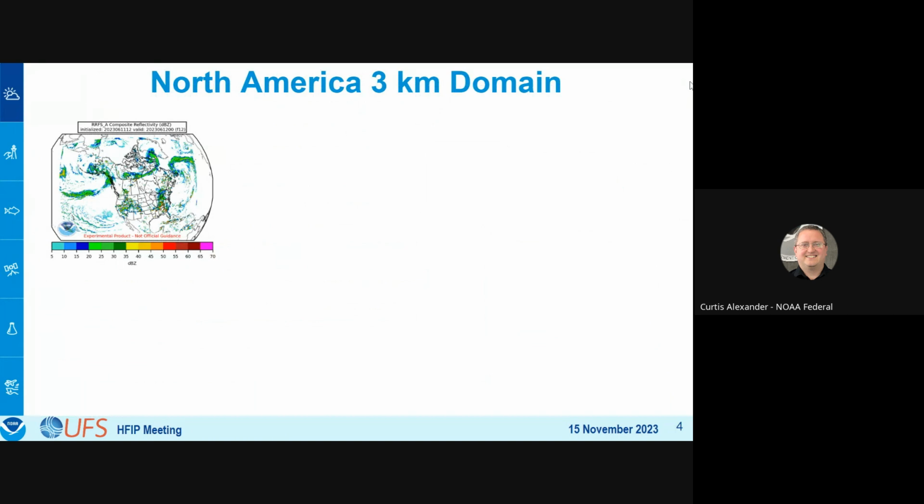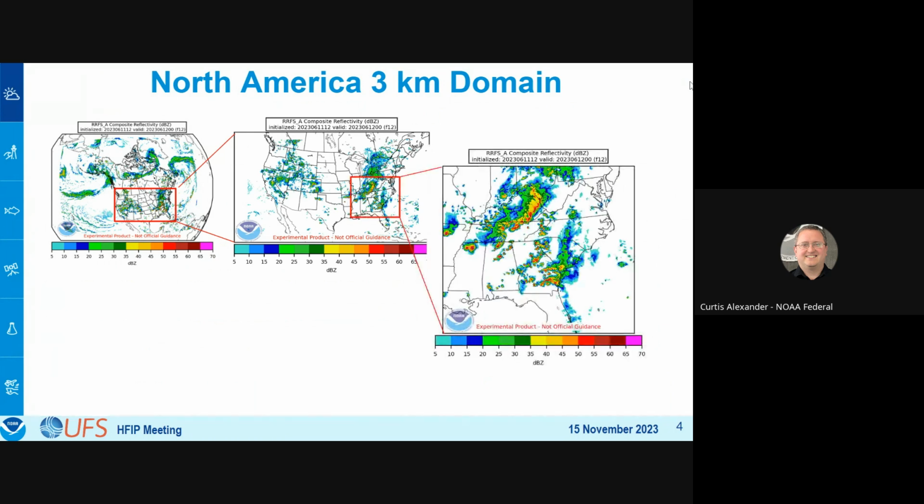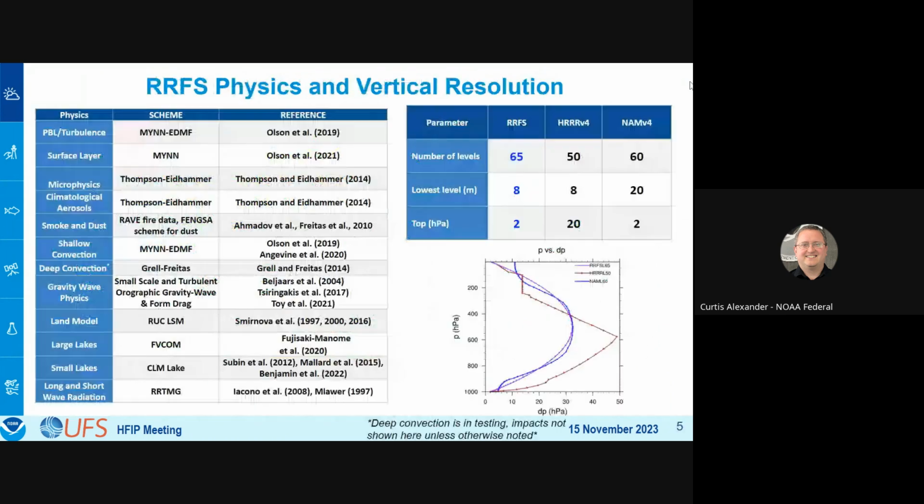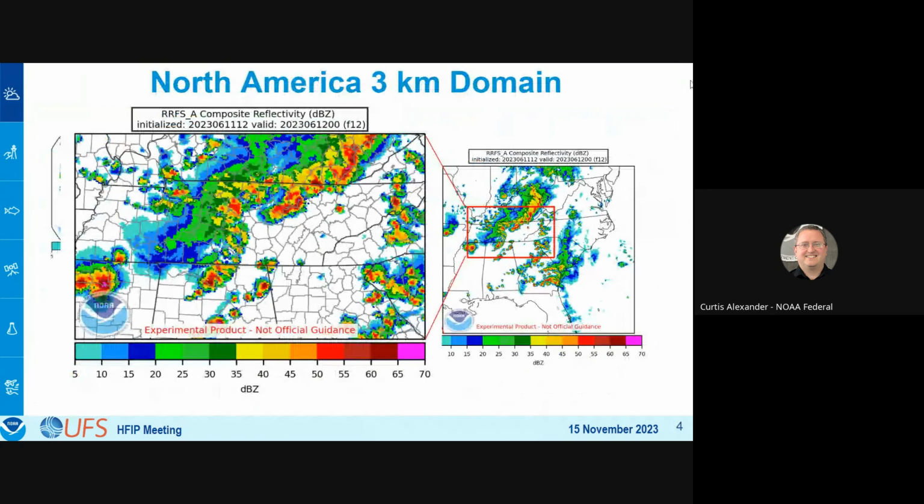Next slide. So again, this is a big domain, a lot of computational cost for this, but it's going to give very high resolution information over all of North America. You can just step through this sequence. So obviously you can see fine scale convective details as you zoom in to the county scale. And then obviously this is part and parcel of what we want to provide for forecast guidance from the RFS in terms of weather hazard threats across seasons.